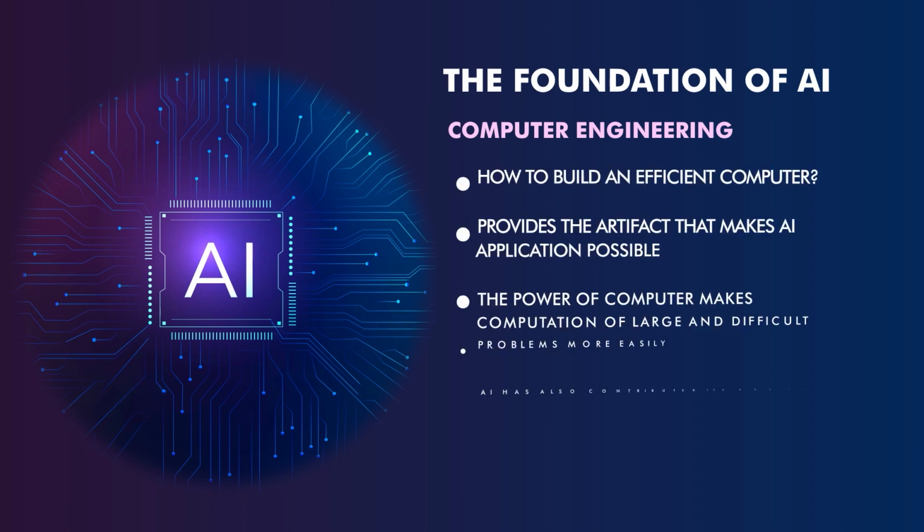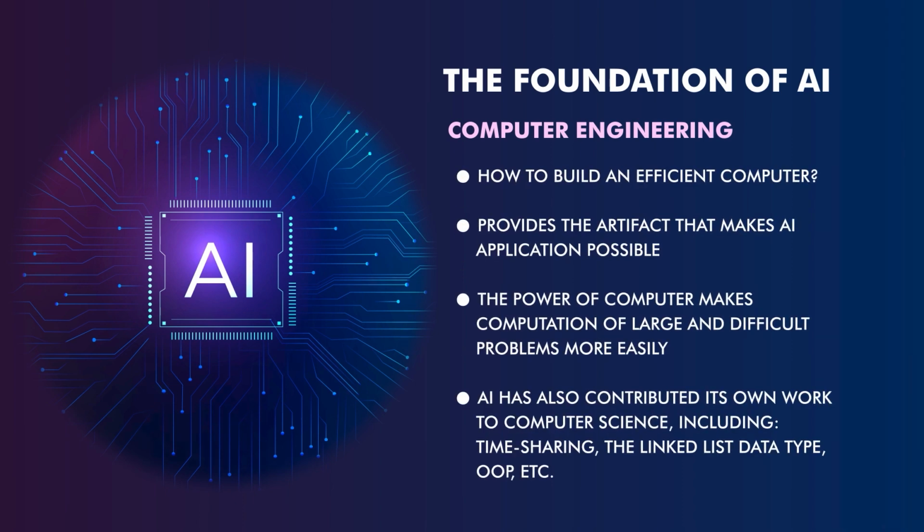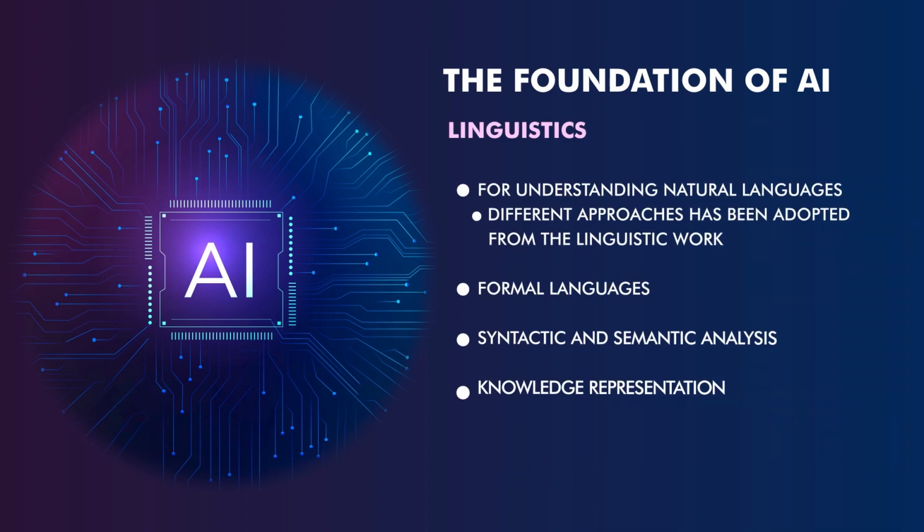Computer engineering. How to build efficient computers provides the artifact that makes AI applications possible. The power of computers makes computation of large and difficult problems easier. AI has also contributed its own work to computer science, including time sharing, the linked list, and data types. Linguistics: for understanding natural language, different approaches have been adopted from linguistic work, formal language, syntactic and semantic analysis, and knowledge representation.